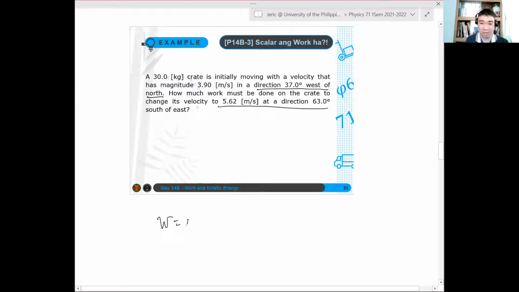Remember, work equals change in kinetic energy, which is 1/2 m v final squared minus 1/2 m v initial squared. Wala naman dyan ini-specify na direction. Ang importante lang ay yung magnitude ng velocity. That is the speed of the particle. Okay? Hence, hindi natin kailangan yan. Okay? We don't need that.